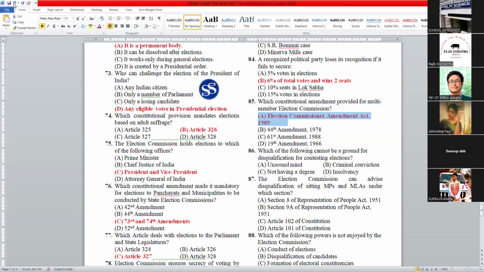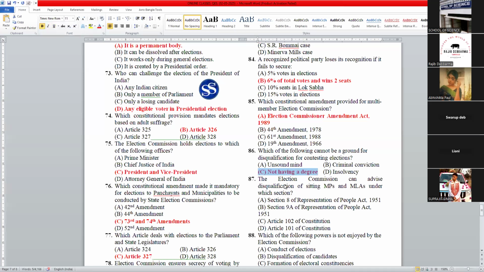Right. Question 86. Which of the following cannot be a ground for disqualification for contesting elections? You think twice. Not having a degree, sir. Degree is not required. Insolvency. Are you very much sure to answer this? Not having a degree. Yes, the answer is not having a degree.